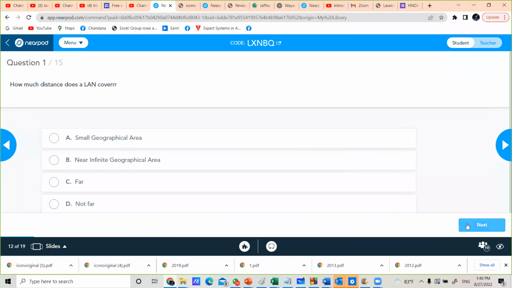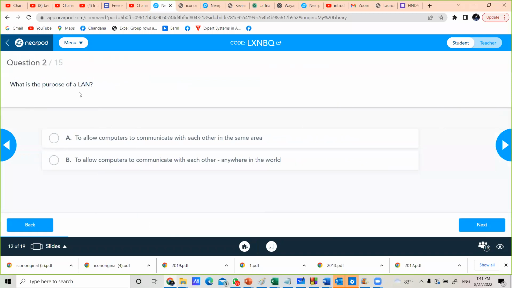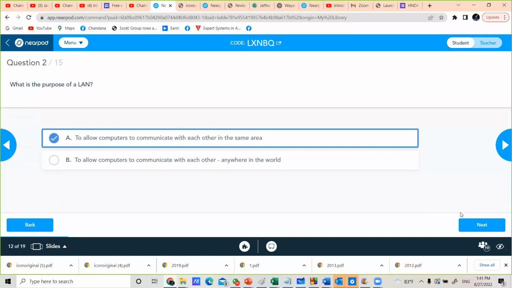The next question, what is the purpose of a LAN? To allow computers to communicate with each other in the same area, or to allow computers to communicate with each other anywhere in the world. No, LAN means small area. You can only communicate with people within the building. Therefore, in the same area. They are used to communicate with people within the same area. Therefore, the answer should be A.